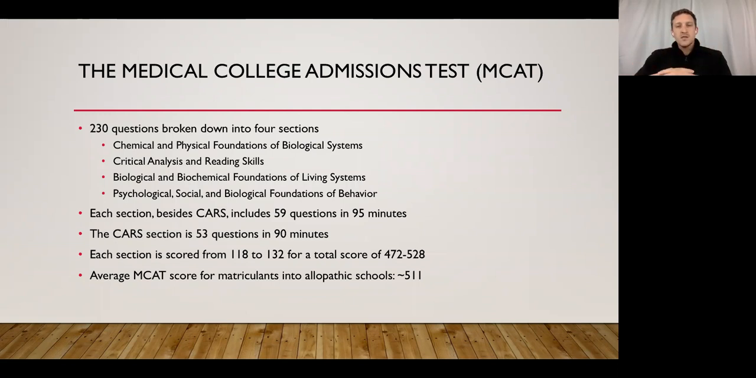So scoring-wise, each section is scored on a scale from 118 to 132, so your total score can be 472 to 528. Obviously, you want to try to get as close to 528 as you can. However, the average for matriculants into allopathic medical schools, so matriculants are students who have gotten accepted, is about 511. So if you're in the 510 to 515 range, you're in a good spot. If you're above 515, that's awesome too. If you're below 510, it's not the end of the world. You just have to apply a little bit more wisely to the schools that you choose.